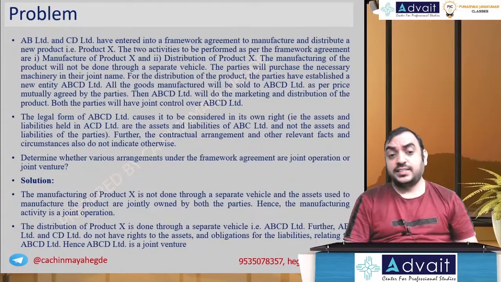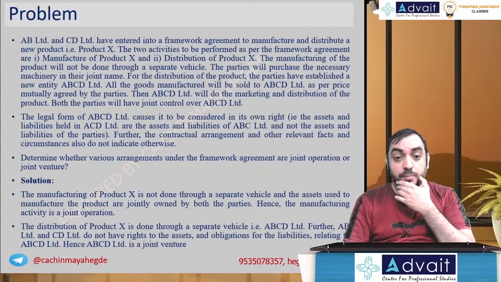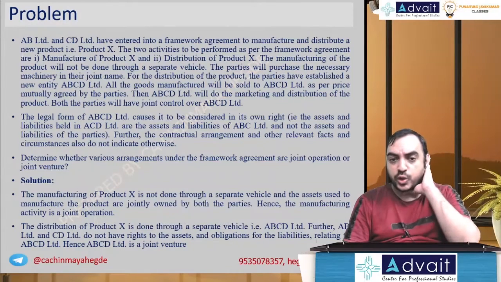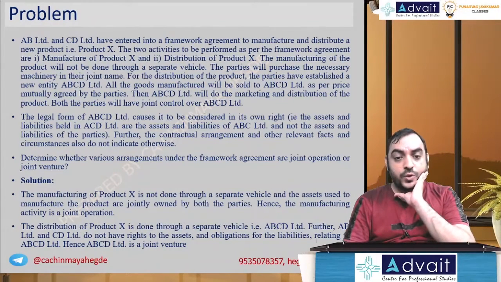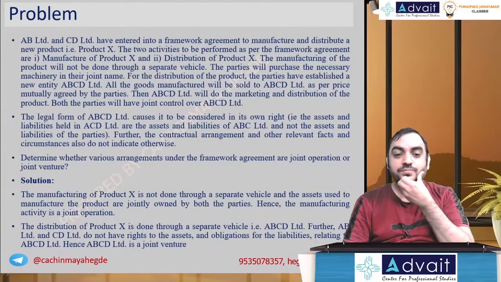The legal form of ABCD Limited causes it to be considered as an entity in its own right. The assets and liabilities held in ABCD Limited are the assets and liabilities of ABCD and not the assets and liabilities of the parties. Okay, I think it's ABCD Limited. Further, the contractual arrangement and other relevant facts and circumstances do not indicate otherwise. Determine whether the joint arrangement under the framework is a joint operation or a joint venture.